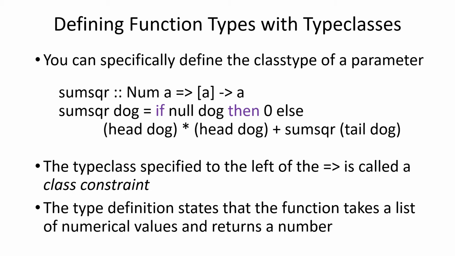You can define the type of variable here using a class type. So we say that sumSquare is going to take a number. It has a number A, and so it's going to have a list of numbers and it will return a number. And there in the definition, it just says if null dog, meaning if the list is empty, it returns 0. Otherwise, the head of dog times the head of dog, square the first number, and then recursively call the function passing it the tail of dog.